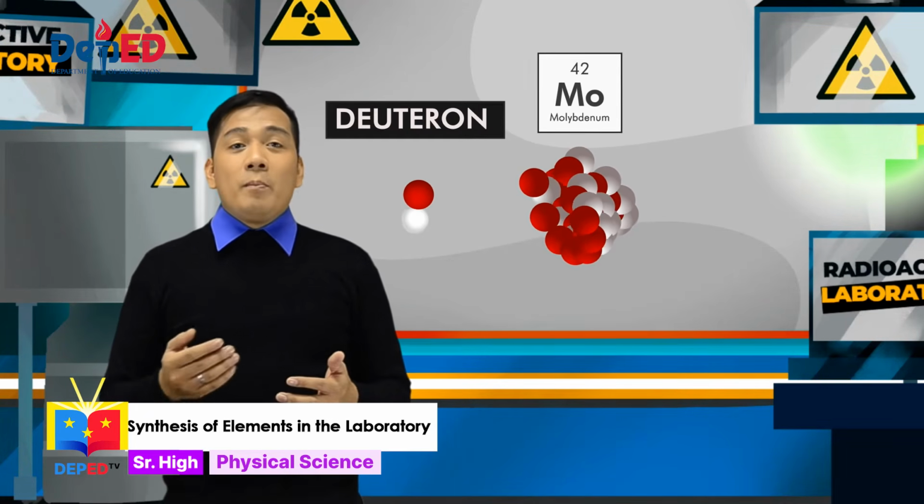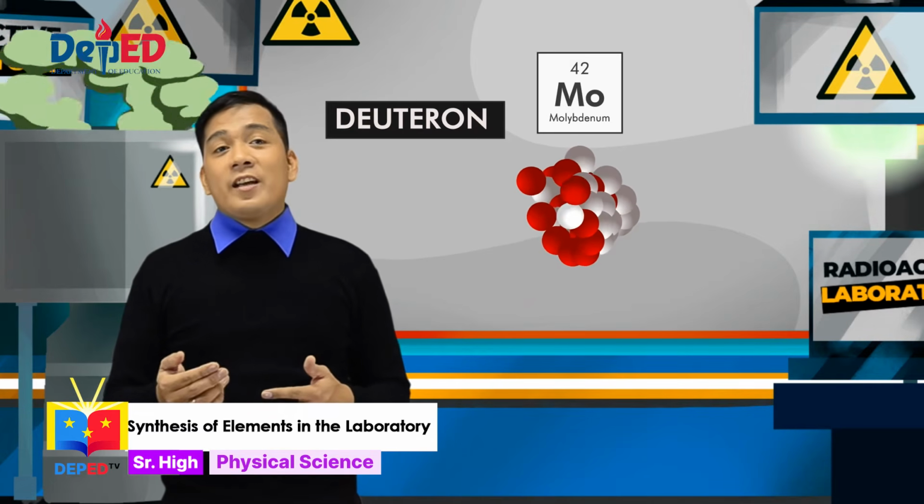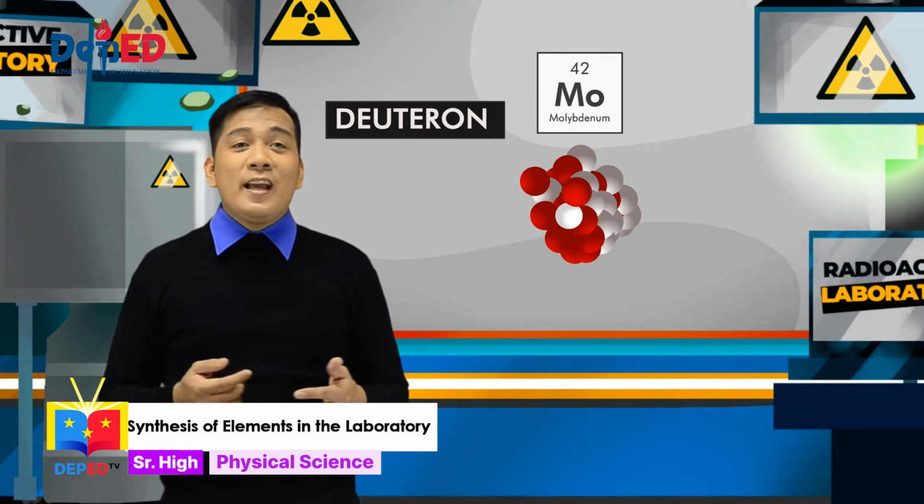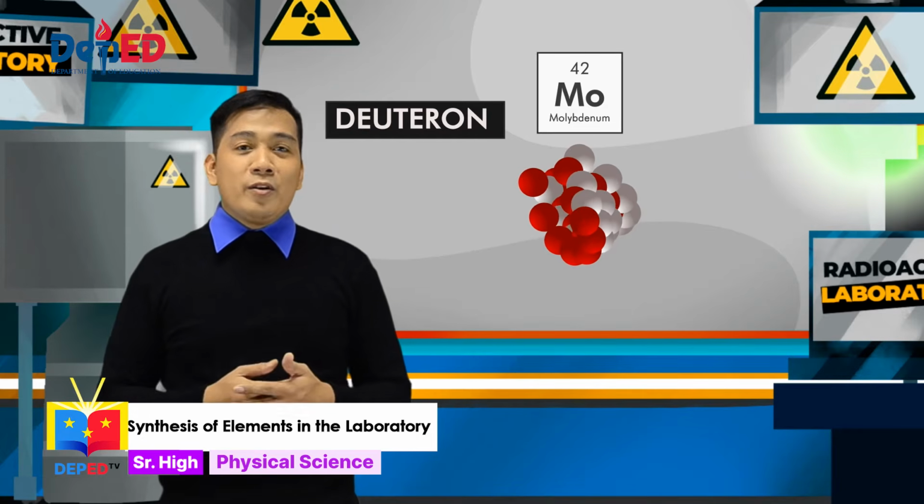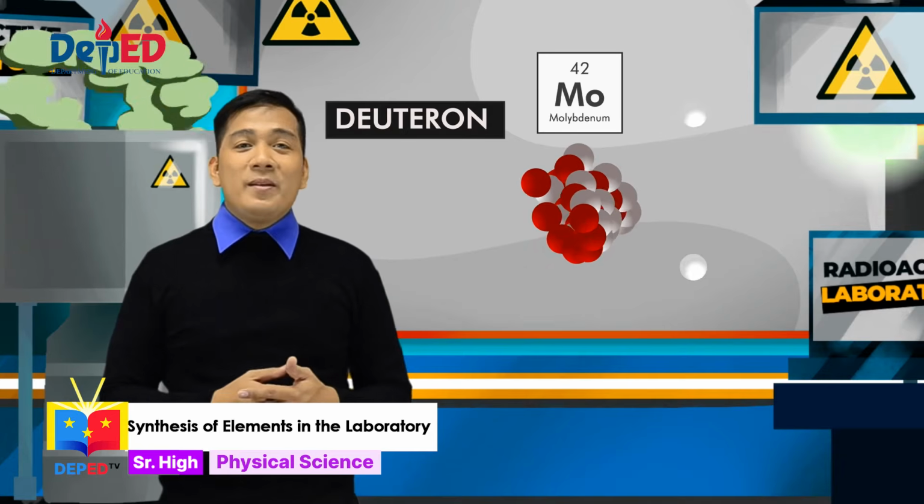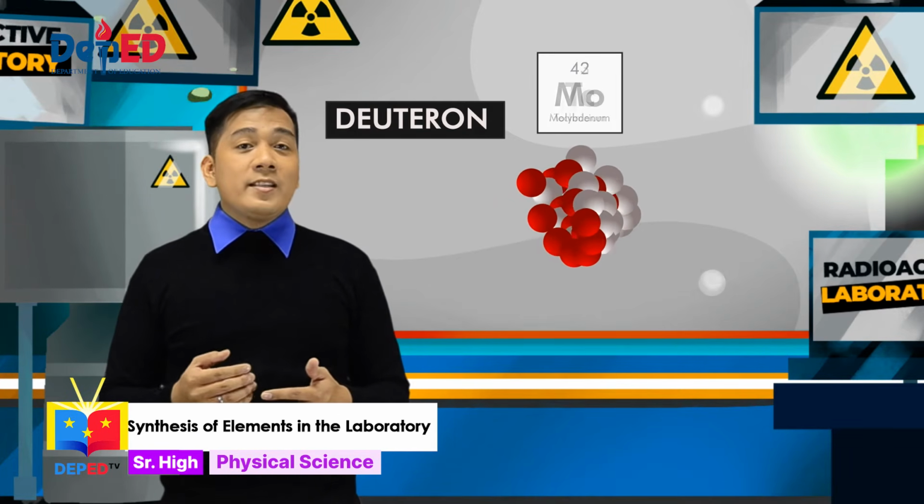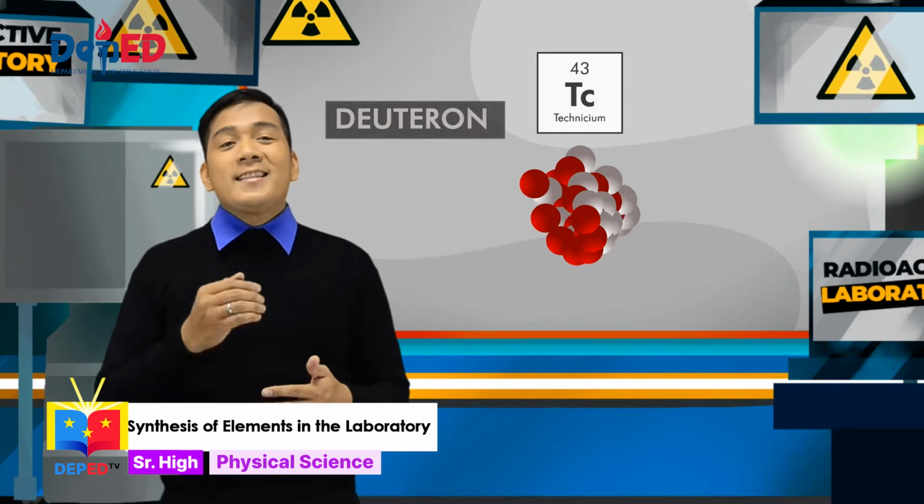What they did was they bombarded molybdenum with deuteron. Deuteron is an isotope of hydrogen that has 1 proton and 1 neutron. When this deuteron hits molybdenum, its proton is attached in the nucleus and neutrons are emitted. The addition of 1 proton into the nucleus of molybdenum turns it into element 43 or technetium.